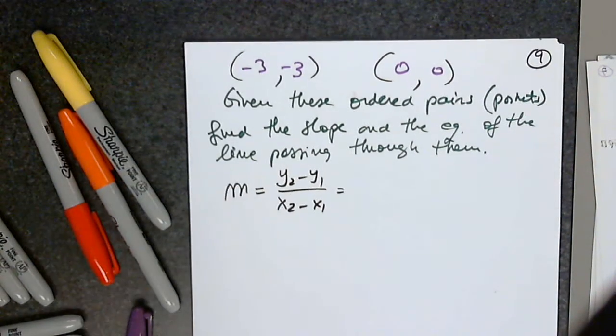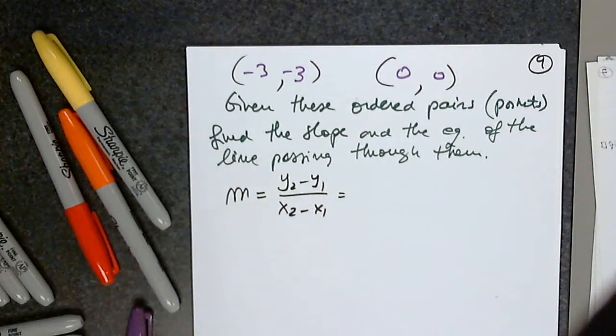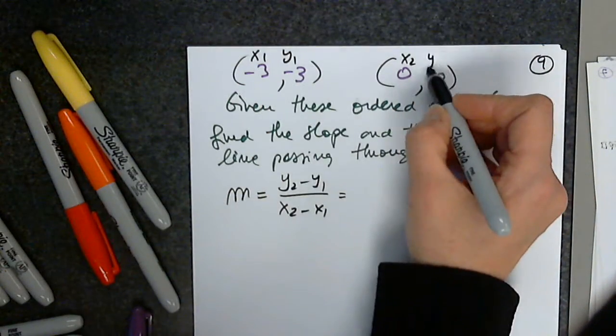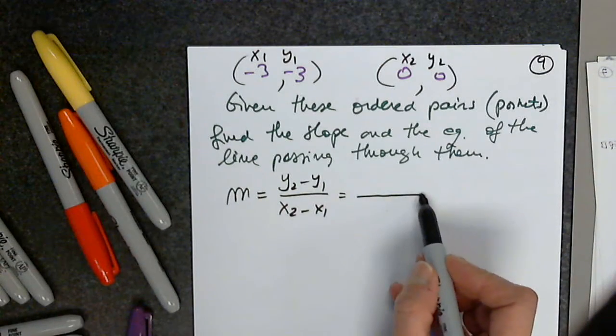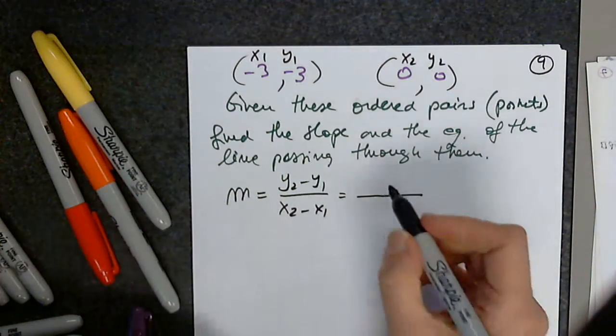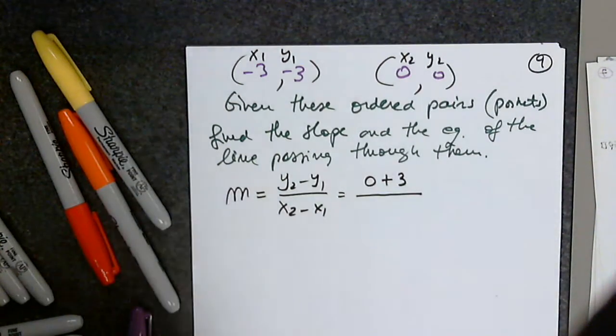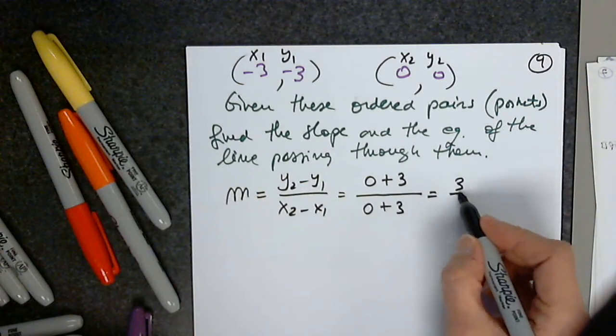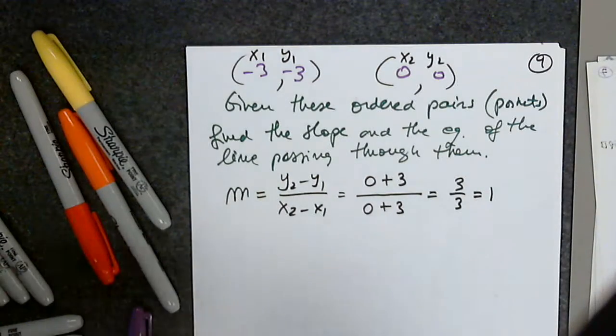Good. So now I'm going to name my points. I'm going to say this is my x1, y1, and this is my x2, y2. Can anyone dictate slowly what we have to write? Zero minus -3. Right, and I'm going to write 0 plus 3. And then 0 minus -3 again, which is 0 plus 3 again. So then this is 3 over 3, so the slope is 1. Very good.